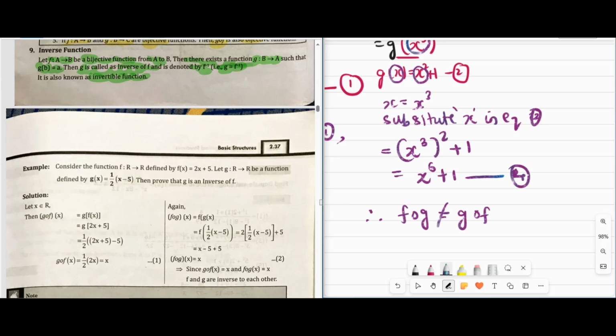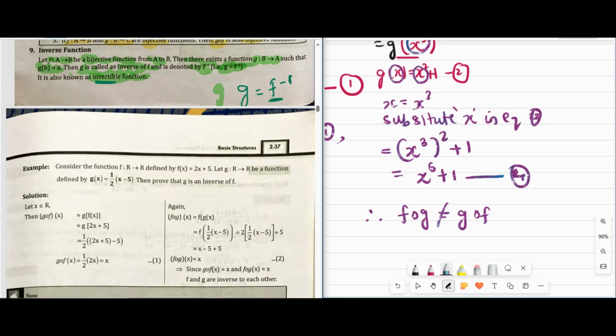So what is it? A function from A to B is bijective if it is one-one and onto. If it is one-one and onto, then there exists a function g from B to A. It is a reverse function from B to A, such that g of b is equal to a. Here g is called the inverse of f, and it is represented as f inverse, or g equals f inverse. If it has an inverse, it is also called invertible.